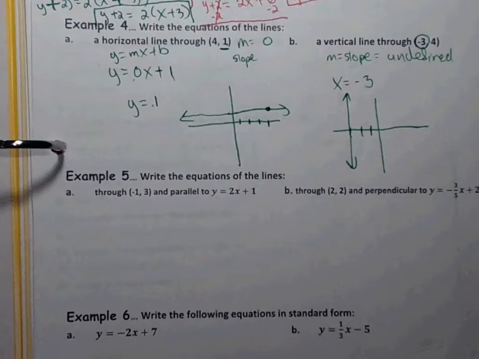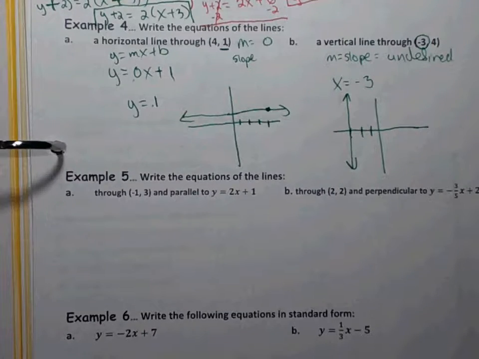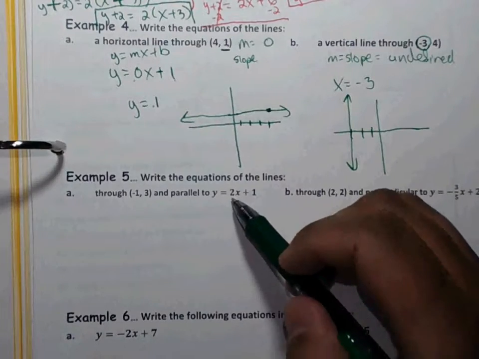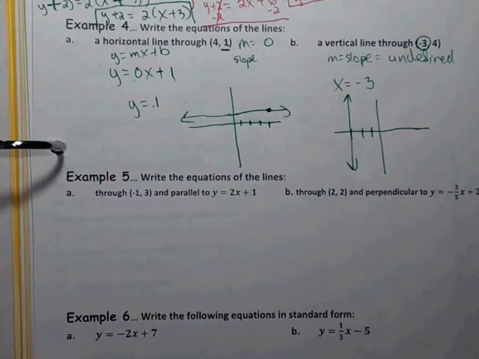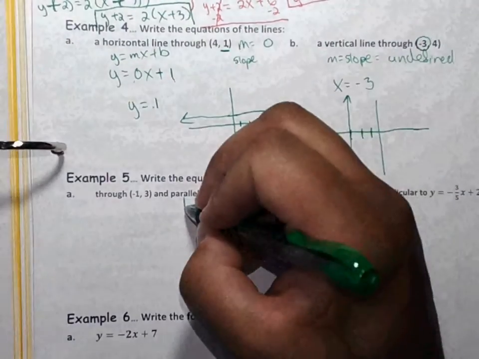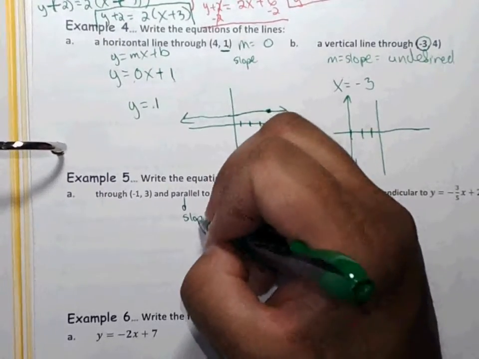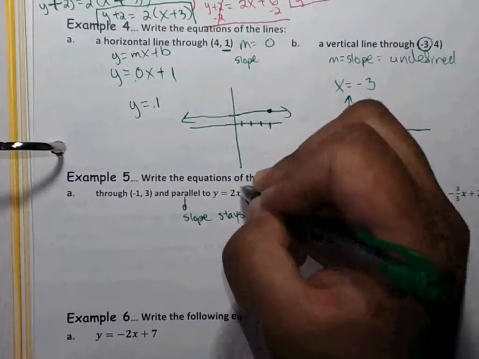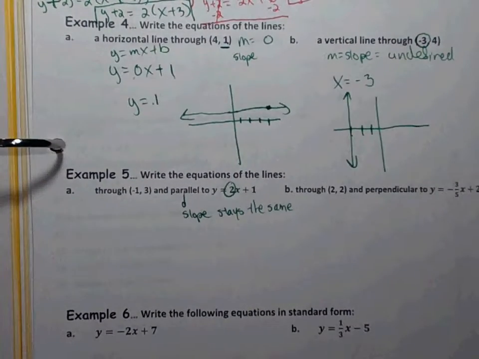Example 5, ladies and gentlemen. They're saying we're going to write the equation of a line that passes through this point and is parallel to this equation. Whenever it's parallel, something about this equation stays the same. Let me see if I can get somebody I haven't heard from. The slope stays the same. Appreciate it. So parallel line, the slope stays the same. So in this particular case, my 2 is going to be the same for this equation, and it's going to be the same for my new equation.